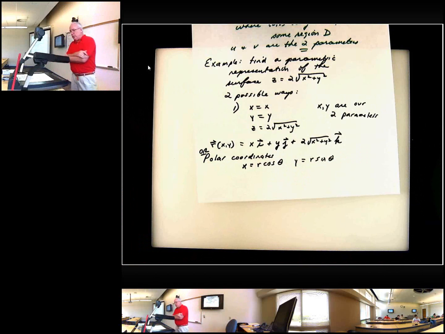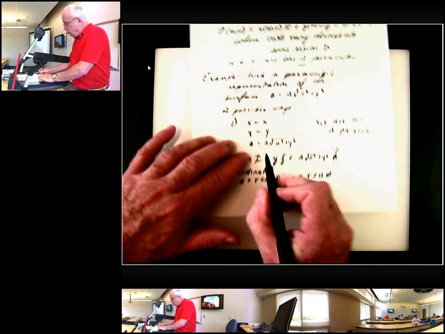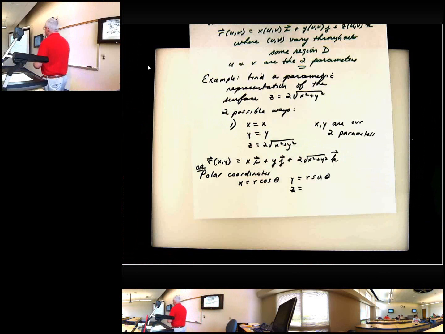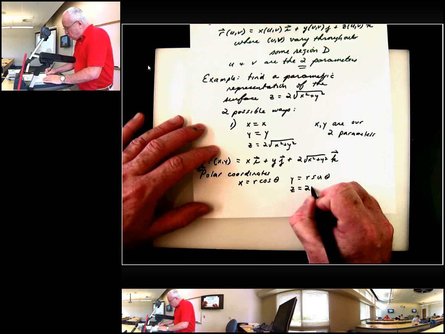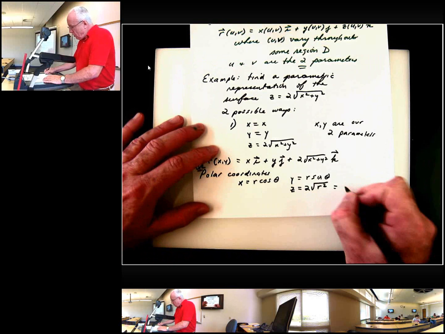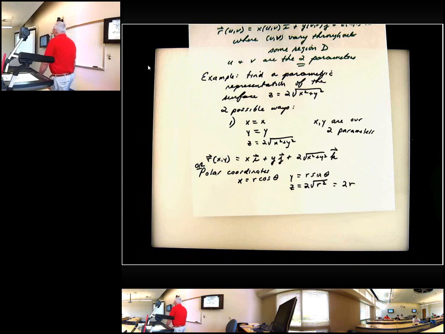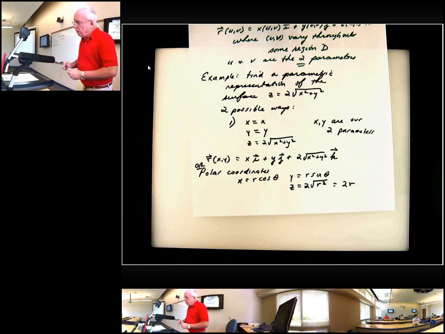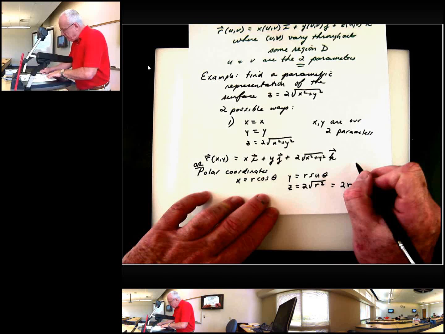Now here, z is equal to 2 times the square root of x squared plus y squared, but we know that x squared plus y squared equals r squared. So z is equal to 2 times the square root of r squared, which I'm going to simplify as just 2 times r. Okay. So we have x, y, and z parameterized. Our parameters here are r and theta.